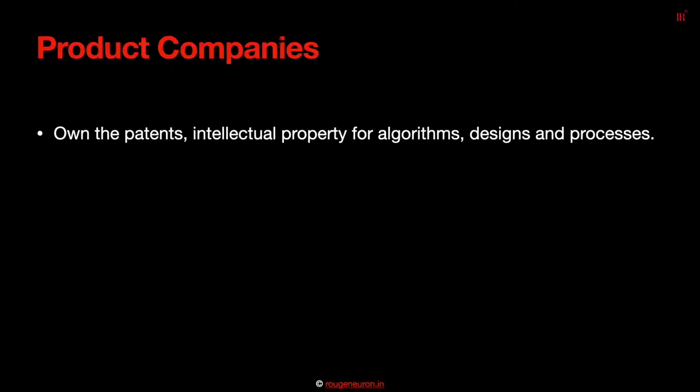Product companies can be viewed from an ownership perspective. Basically, they own everything. Patents, intellectual property for the algorithms, designs. They own all the processes for getting a particular line of code to the end user. As we saw, the code can reach the end user in multiple formats. And product companies own everything, and they ensure that the code reaches the end user.